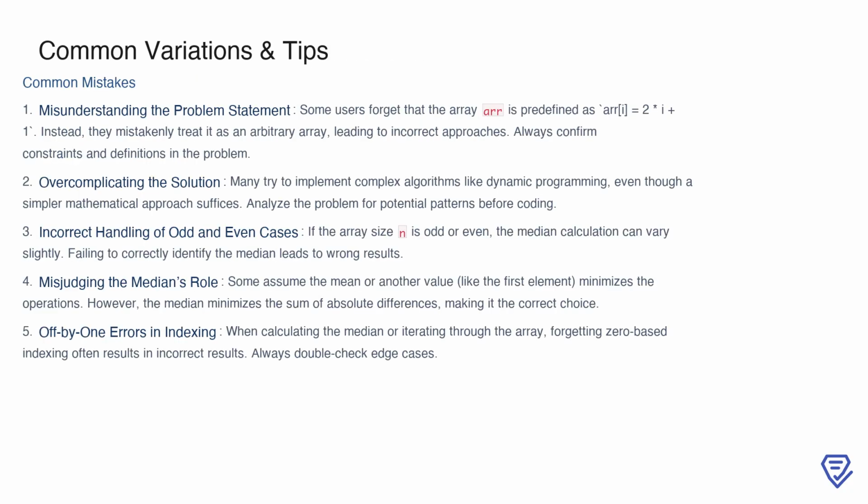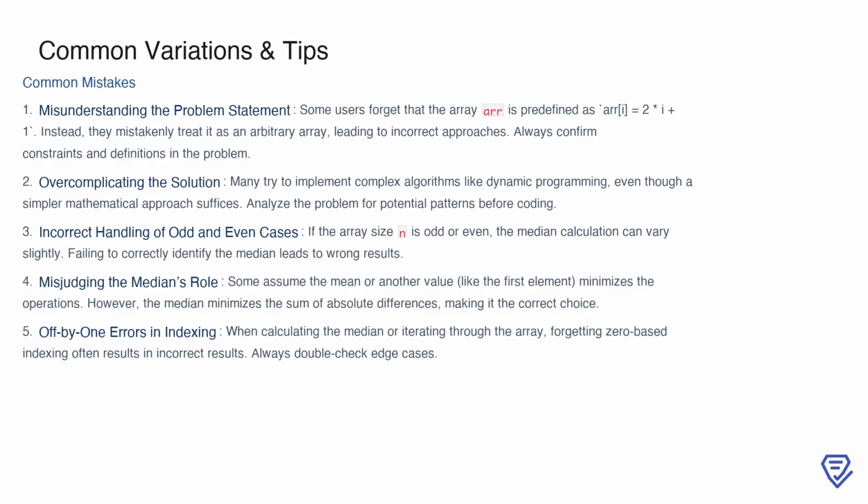Let's start by addressing some common mistakes that can occur when solving this problem. First, misunderstanding the problem statement is a frequent issue. Remember that the array ARR is predefined as ARR[i] equals 2*i plus 1. Some users mistakenly treat it as an arbitrary array, which leads to incorrect approaches. Always confirm the constraints and definitions given in the problem before diving into a solution.